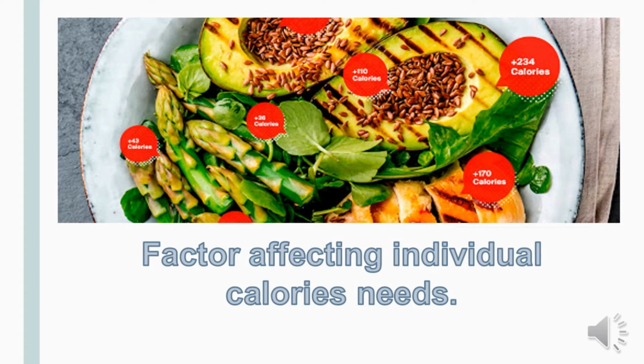Okay, so until now, do you understand everything about calories? About how to measure the calories, how to estimate the value of calories based on the food that we eat. Okay, so if you understand that, let's proceed with the next topic, which is factors affecting individual calorie needs. Each individual has their own calorie needs based on a few factors, and we will see these factors in the next slide.